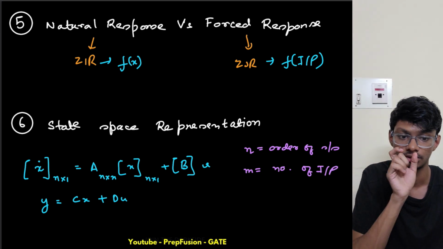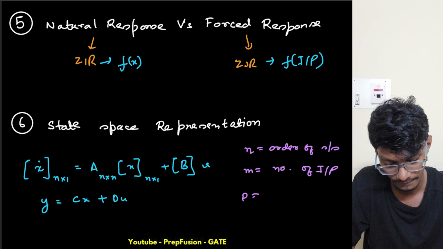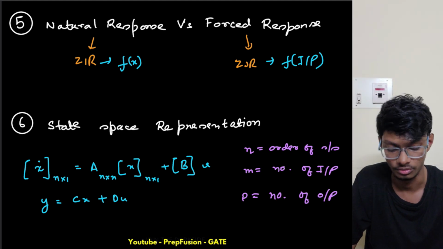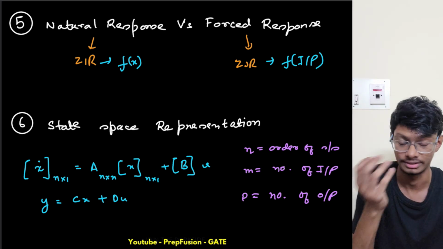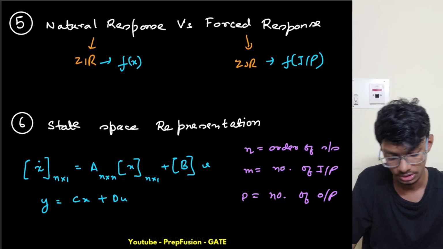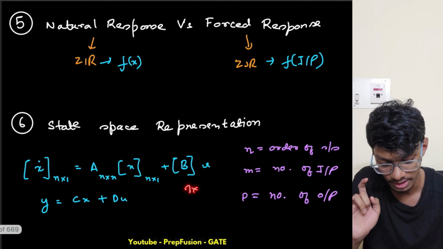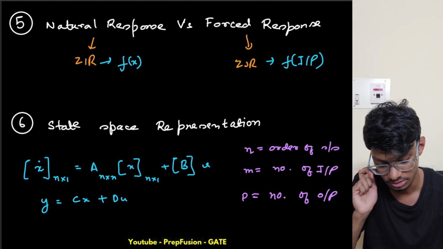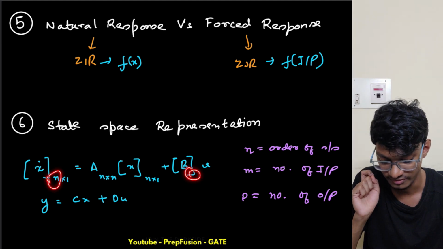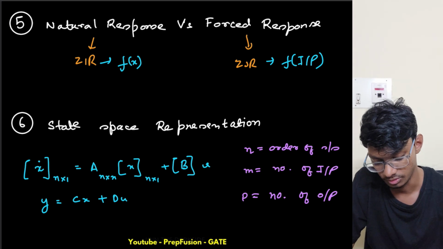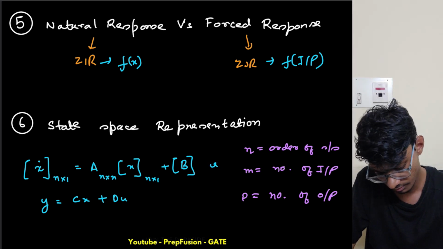And what is p? P is the number of outputs that I'm taking out from the system, right? So what will be the order of b? The order of b will be basically n cross m. Why? Because my number of rows has been fixed by this, but my number of columns will be fixed by this u, right? So it will be n cross m.